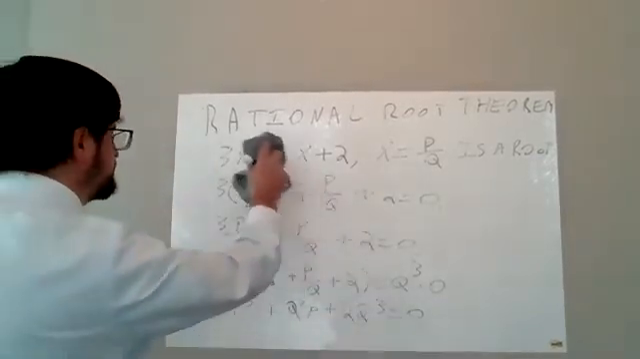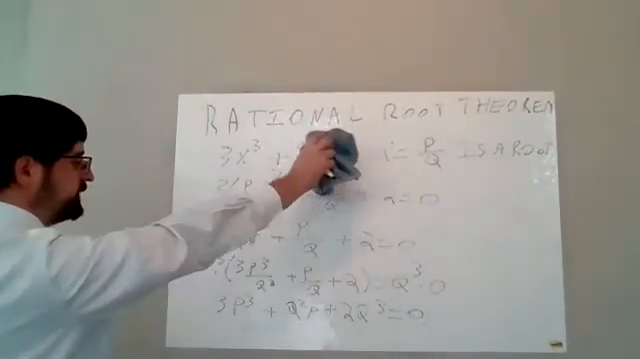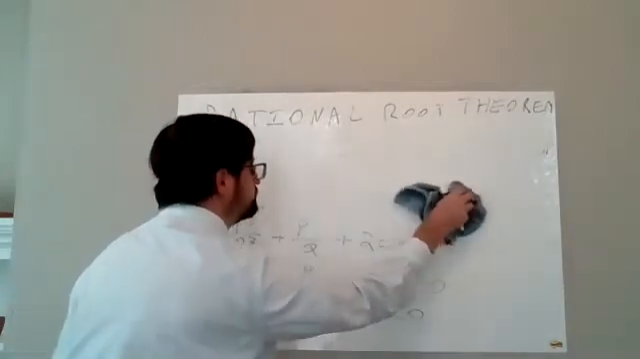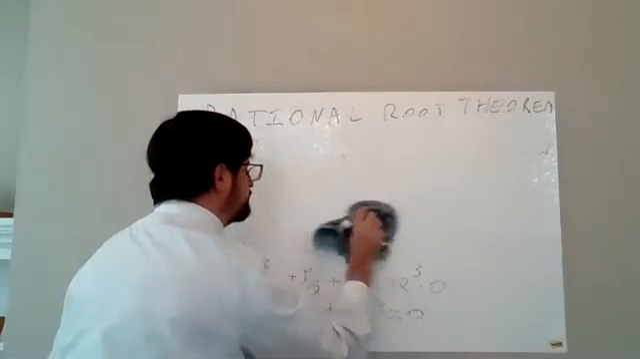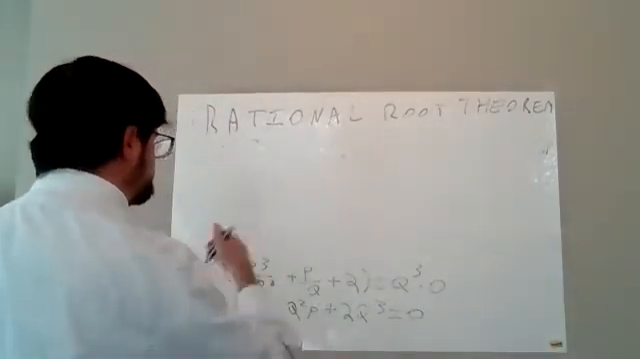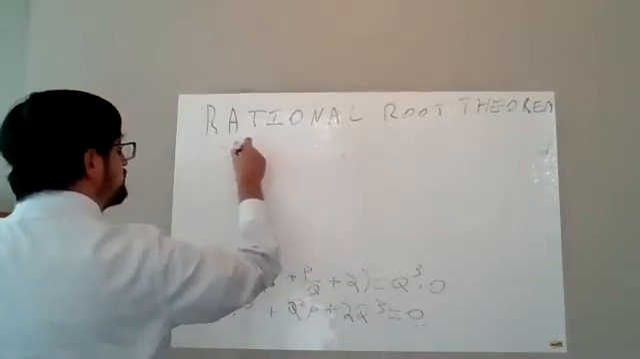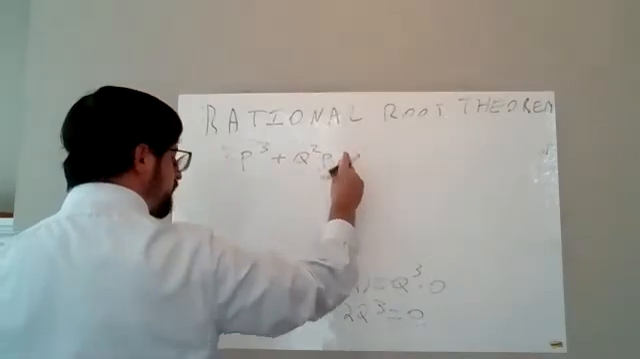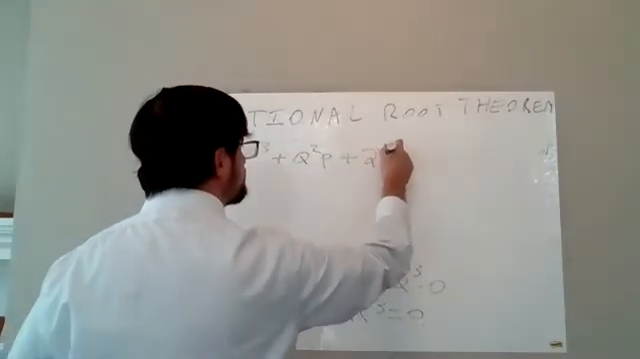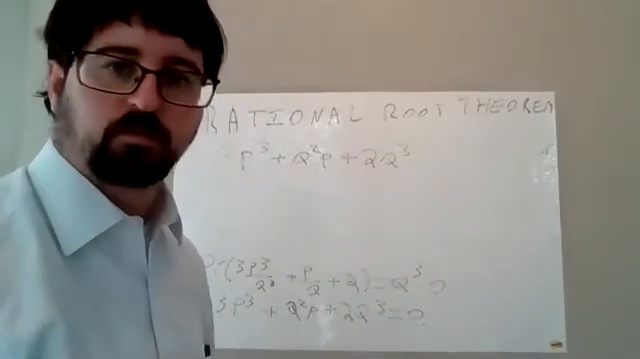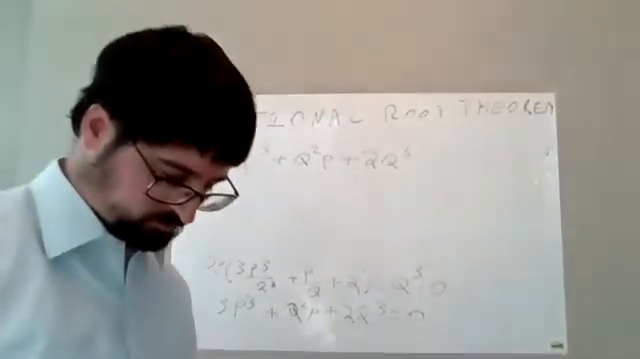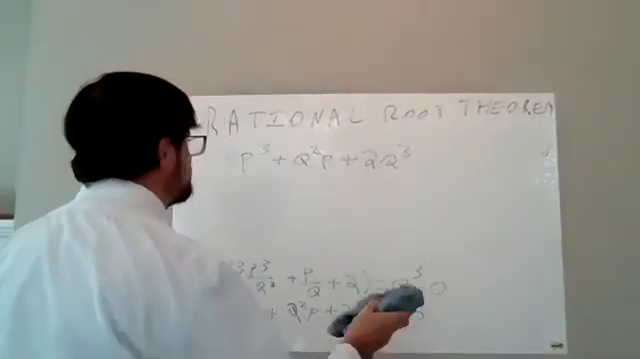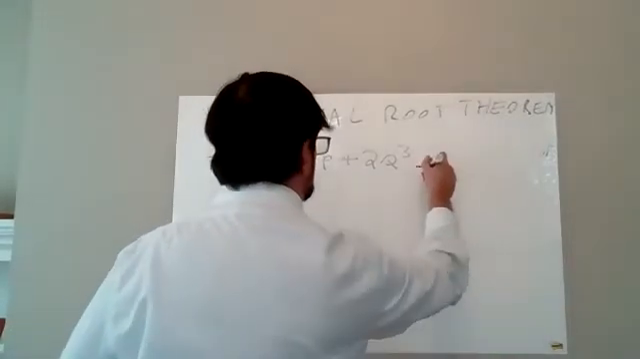Let's write that back up top, but hopefully we won't forget what our original polynomial is. I'm going to just copy it here: 3p cubed plus q squared p plus 2q cubed. Okay. That's equal to 0.